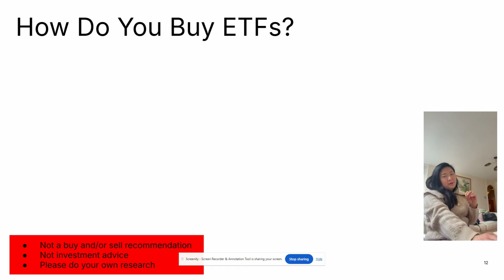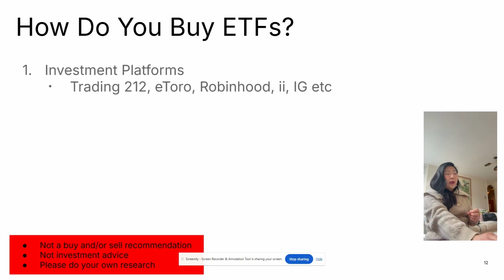And so let's think about how you can buy ETFs, because ultimately we want to invest and we want to make money. You buy ETFs in the UK through investment platforms like Trading 212, eToro, Robinhood, II, and IG. I personally have used II and IG. And I think if you are, let's say, a beginner investor, maybe Trading 212 and Robinhood and II might be suitable for you. I have been investing for more than 20 years, and I personally love IG because I love the charts and the platform and the information that they can feed me.